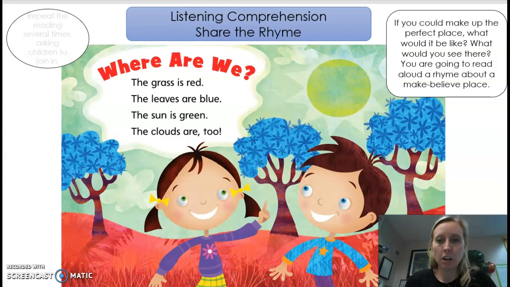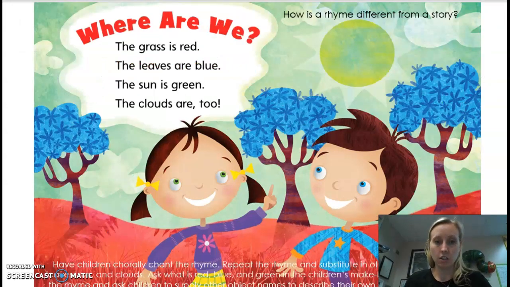So friends, we know that this poem is fiction, and fiction means that it's make-believe. It's not real. The sun isn't green and the grass isn't red. So that tells us it's pretend. It's fiction.